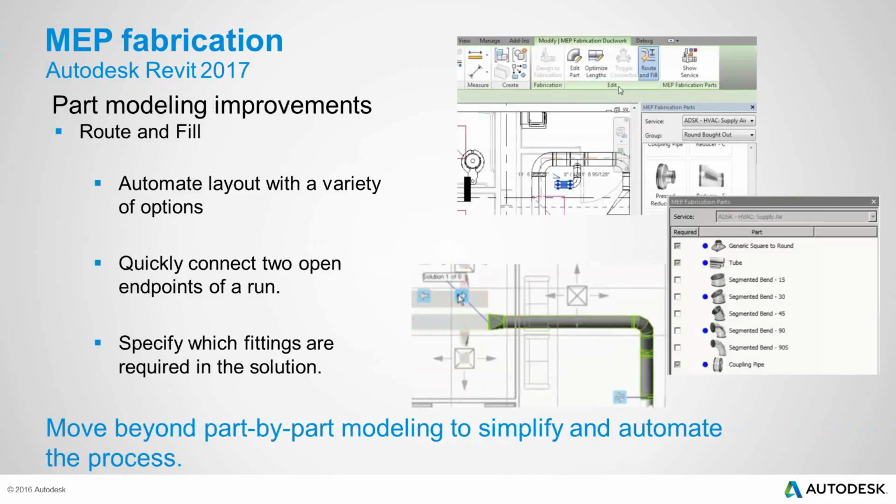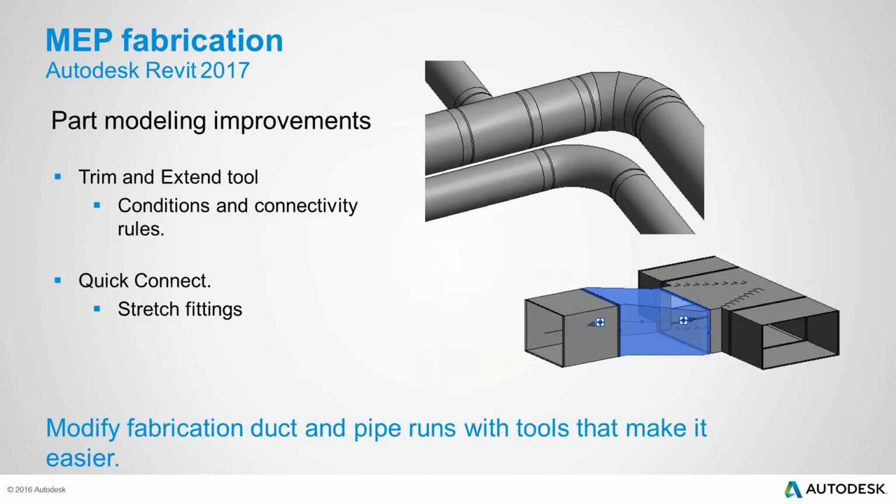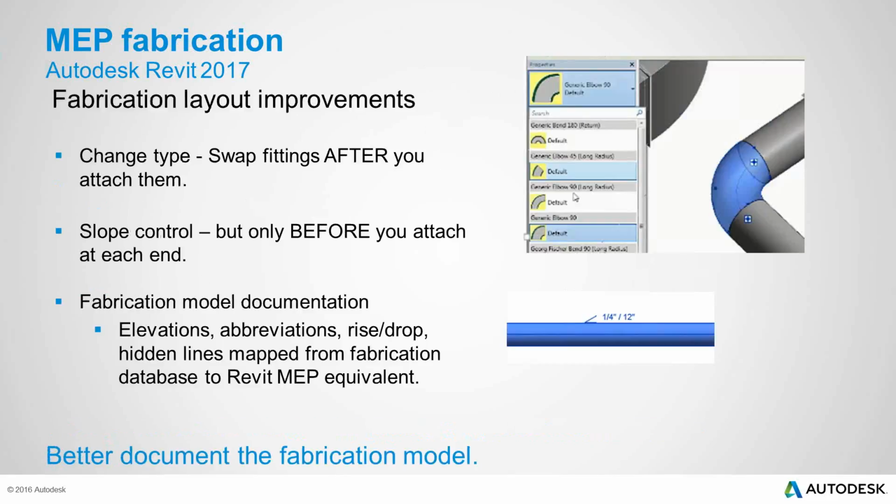There is this ability to take two open ends of a pipe or a duct, for example, and use the route and fill tool to get Revit to join the two up and then provide suggestions about layouts and about the different fittings that it's going to use. That's similar, I guess, to the Revit MEP tool, except of course this is using real fabrication pieces. The way that you connect things up and the way that you can edit things with fabrication parts has been improved, so you can use the trim and extend tool and so forth.